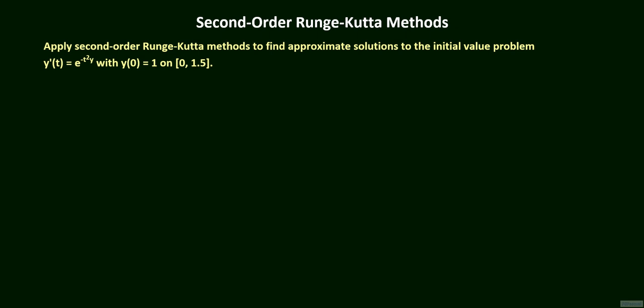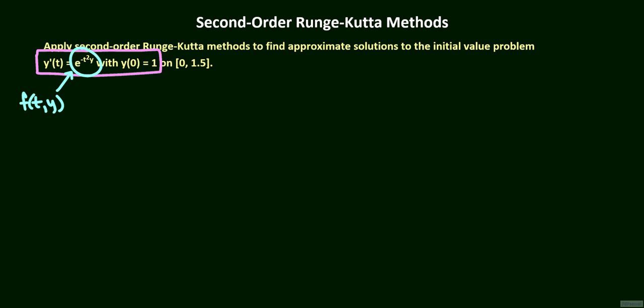In this lecture, we apply second-order Runge Kutta methods for finding approximate solutions to an initial value problem. The initial value problem is given by the differential equation y prime equals e raised to the power minus t squared times y, with y of 0 equal to 1. We define f of t, y to be equal to e raised to the power minus t squared times y.